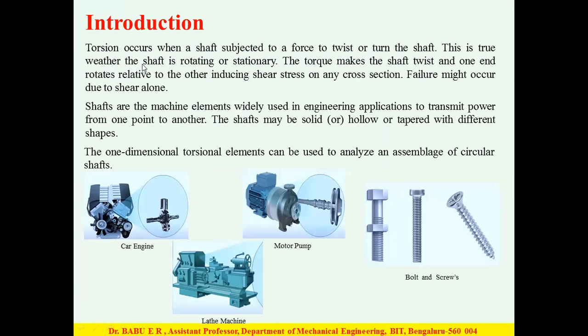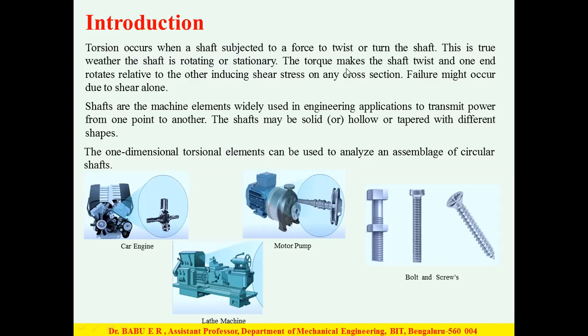The best examples for a rotating shaft are a car engine, motor pump, lathe machine, turbines, etc. For a stationary shaft, we can take the bolt as well as the screw. So torsion will occur when the shaft is rotating as well as stationary.